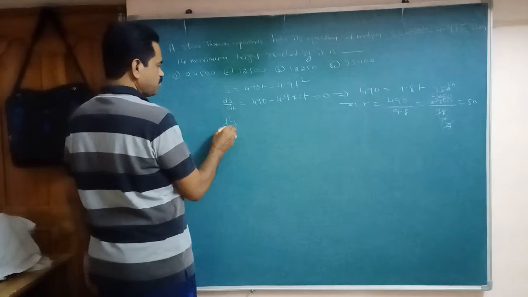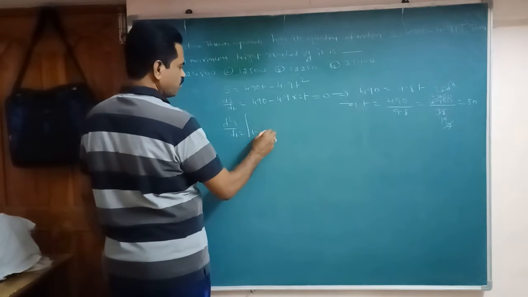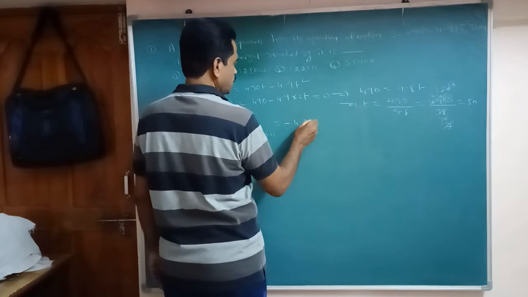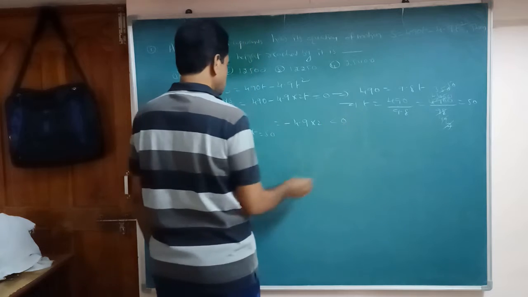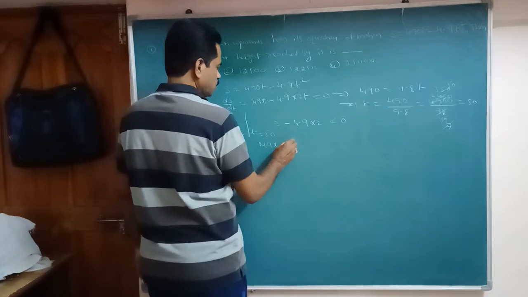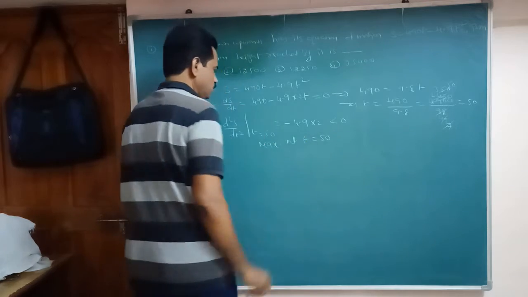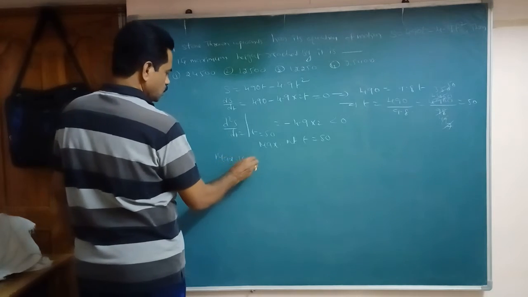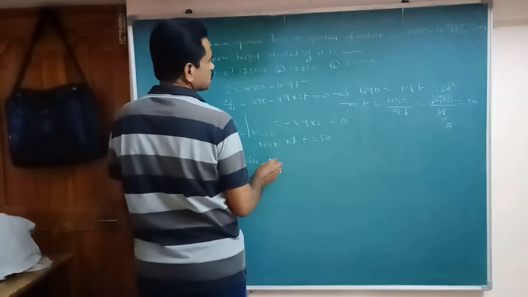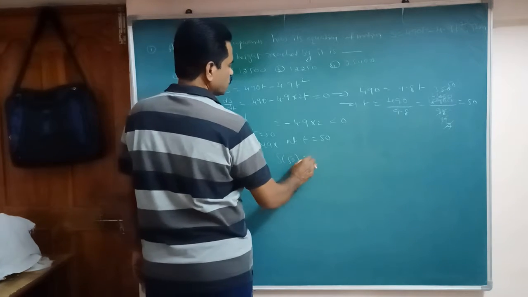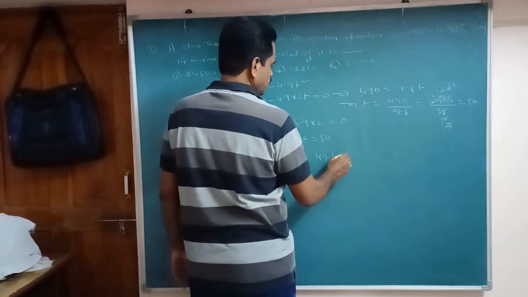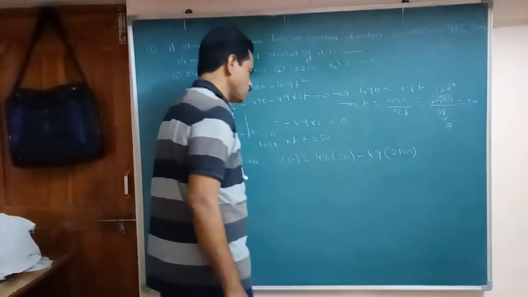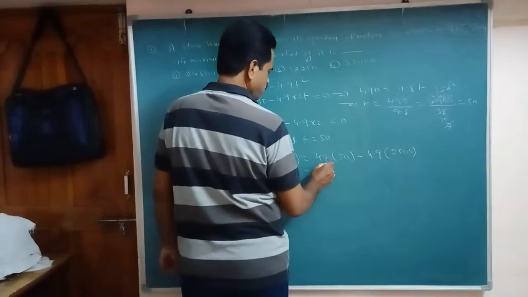Here d square s by dt square at t equal to 50. Find out here, that equal to minus 4.9 into 2, which is less than 0. So it is maximum at t equal to 50. Therefore the maximum value is s of 50. S of 50 equal to 490 into 50 minus 4.9 into 50 square, which is 2500. Simplify here.